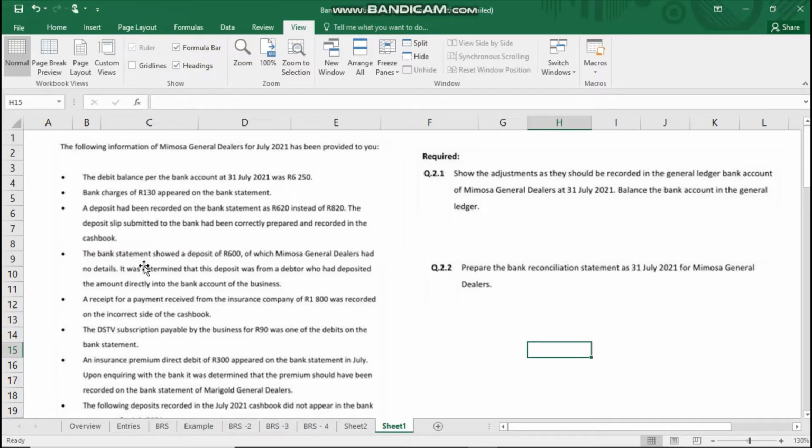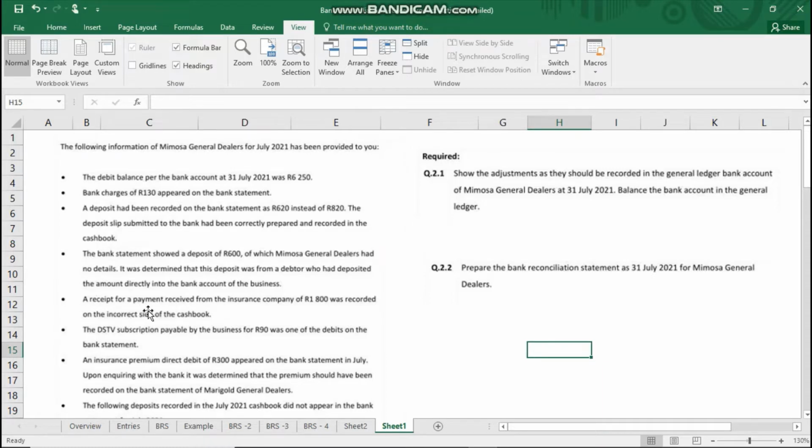Next is the bank statement showed a deposit of R600, of which Mimosa General Dealers had no details. It was determined that this deposit was from a debtor who had deposited the amount directly into the bank account of the business. So this was a direct deposit by the bank, and the bank account is credited in the bank's records. So we need to record this transaction. So what we will do, we will record this transaction. We will credit our account receivables and debit our bank account in the bank ledger. So this is a recording item.